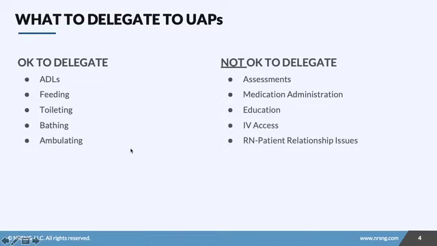So what can we delegate to UAPs? Things that are okay to delegate are ADLs, just daily tasks that need to be done for a patient. We can delegate feeding, we can delegate toileting, we can delegate bathing, and we can delegate ambulating. Things that are not okay to delegate are things that we should not delegate to UAPs.